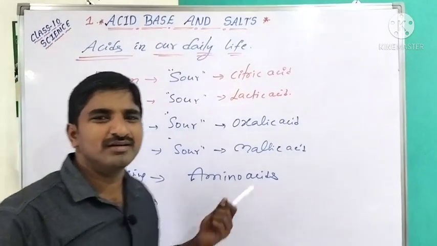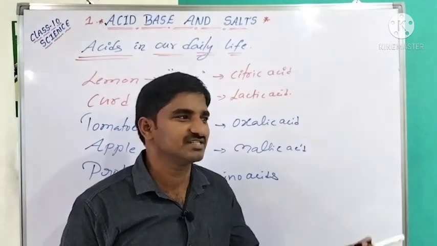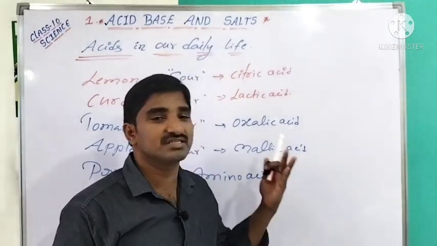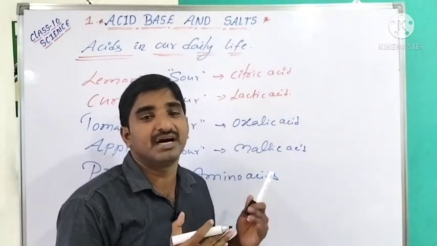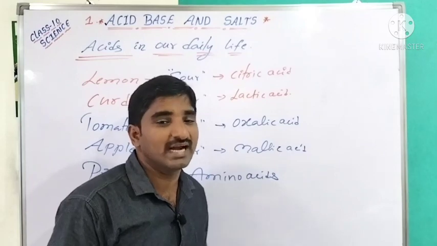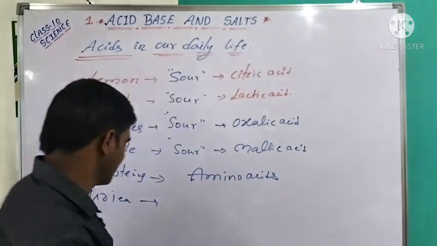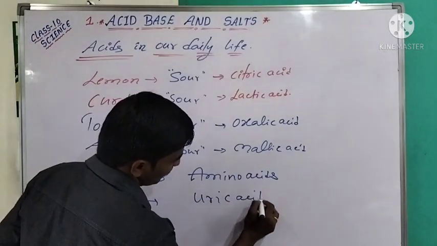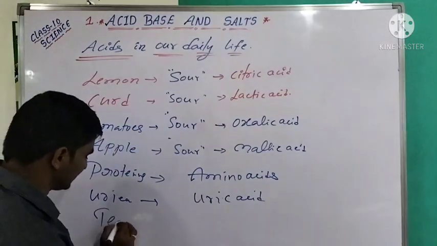but we cannot taste everything. After that, how can you find that a given substance is acid? Each and every substance cannot be tasted. Some substances are dangerous. Some substances cause a burning sensation whenever you come in contact with them. So for that reason, each and every substance cannot be tasted. So uric acid is there. Okay. Tannic acid. Tea is a content of tannic acid.